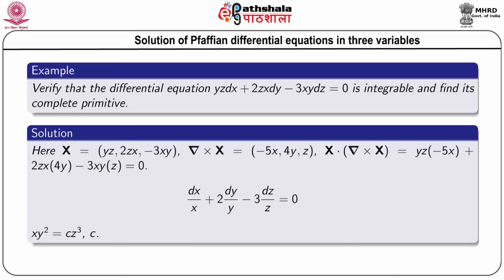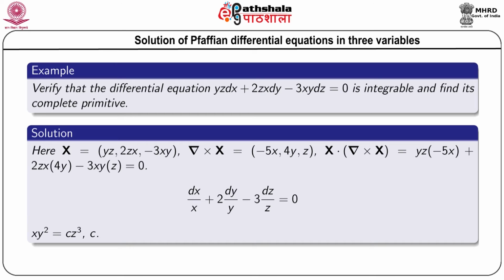Now, take this example: yz dx plus 2zx dy minus 3xy dz equals 0. First of all, we have to check whether this equation is integrable or not. If we use the integrability condition, that means X dot curl X, it becomes 0 for this given equation.